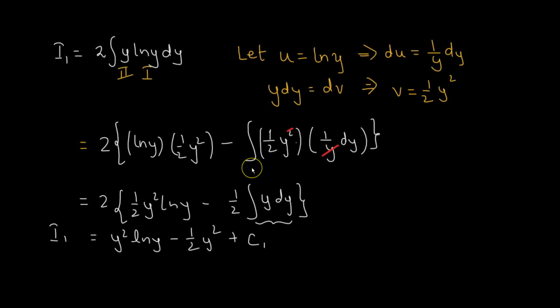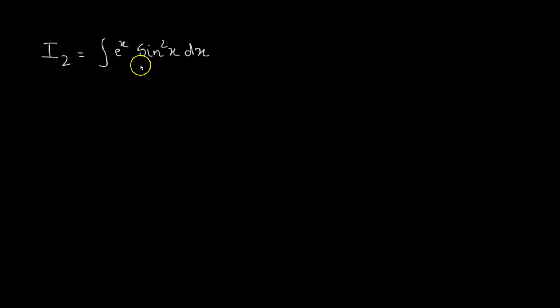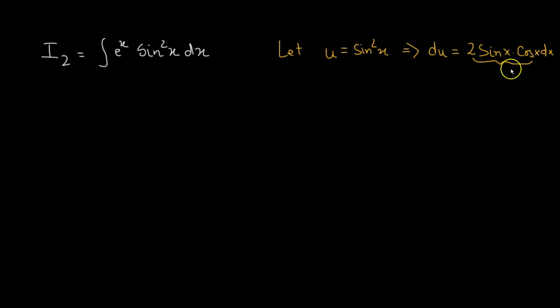Now we'll move on to the second integral: the integral of e raised to the power of x times sine squared x dx. Let's suppose that u is equal to sine squared x, so that when we differentiate both sides with respect to x, that gives us du equals 2 times sine x times cosine x dx. Here we have used the power rule as well as the chain rule. Now this is an identity, 2 times sine x cosine x is sine 2x, so du is sine 2x dx.